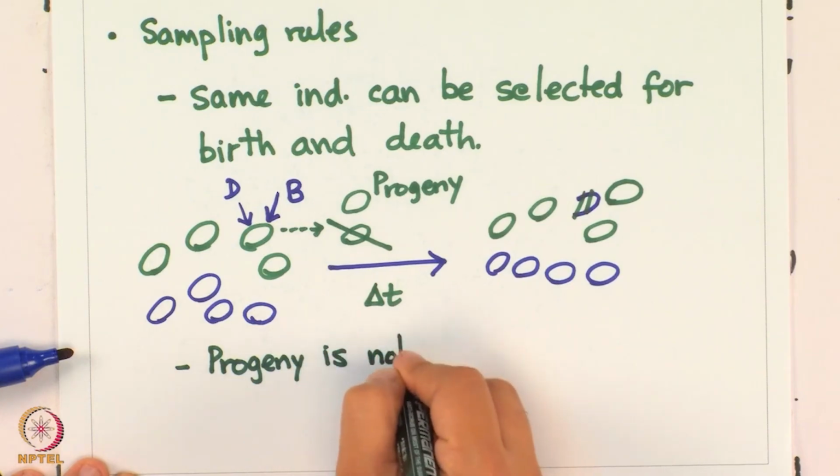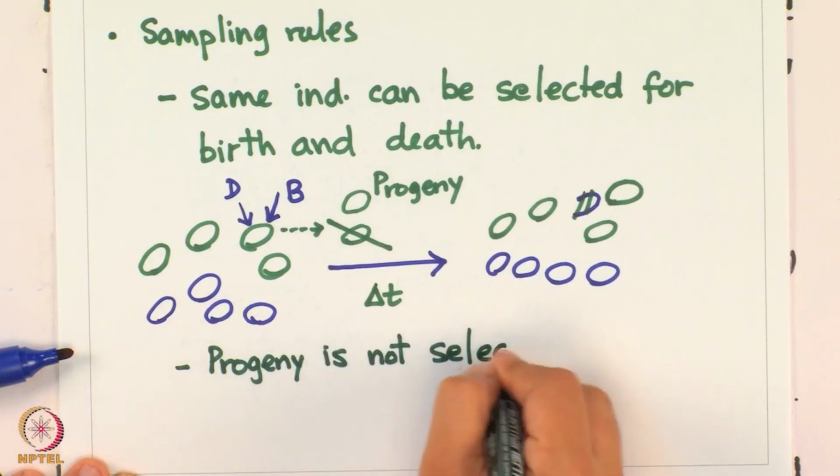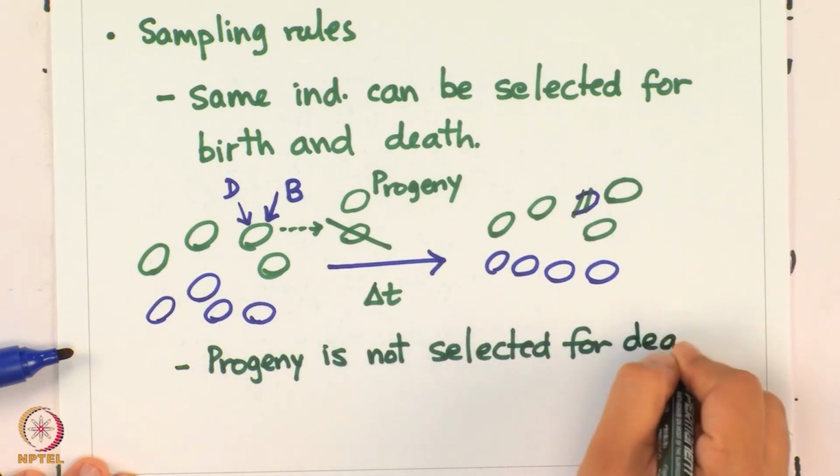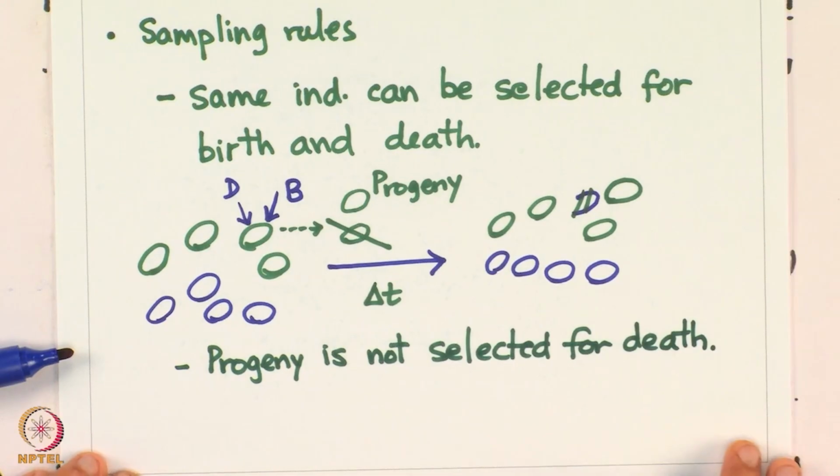The other rule is that the progeny is not selected for death. So the progeny never gets selected for death. An individual, when it's selected for birth, is selected from the n individuals that existed in the population prior to division, and when an individual is selected for death, it is also selected from those n individuals that were present prior to the birth of the progeny. So the progeny is left out.